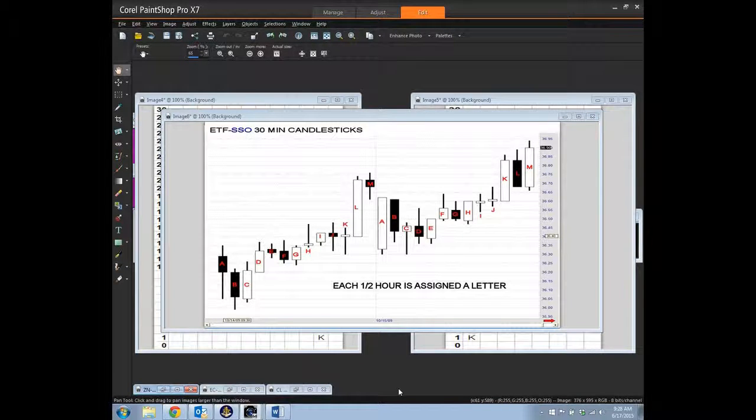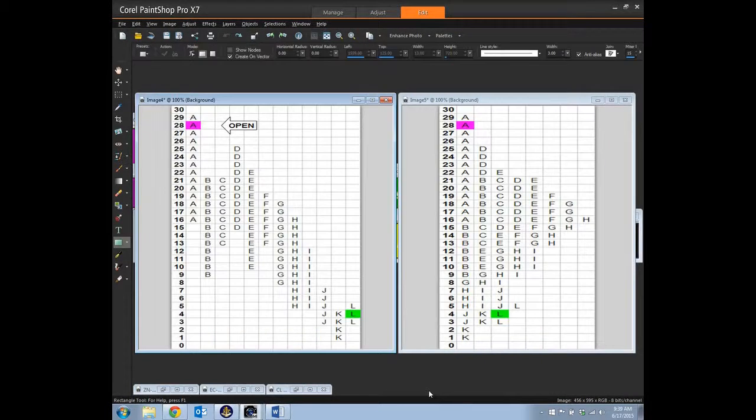The original concept for market profile is to take each half hour of the trading day, assign that a letter, and then organize that into a bell curve, or what's called a market profile. Here's what it would look like if we assigned a letter to each 30-minute period of the day in a candlestick. So this is how we construct an original profile.